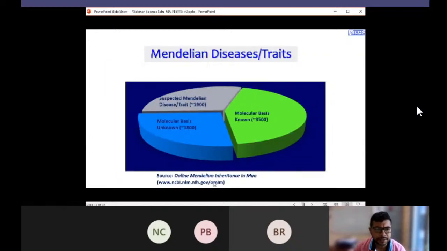So this is basically derived from the OMIM database. If you look at the Mendelian diseases and traits, the suspected Mendelian diseases, this is a little bit older, it is 1900, where the molecular basis is known for almost 3500 and the molecular basis is unknown for 1800.